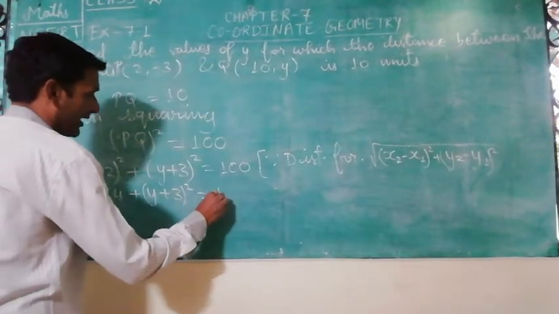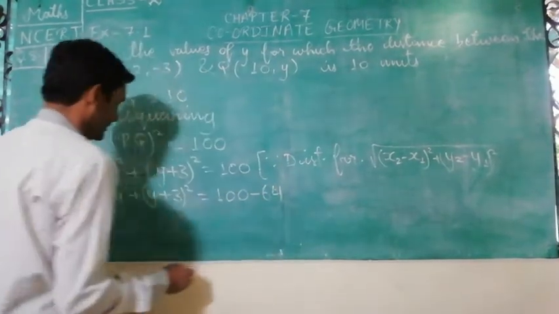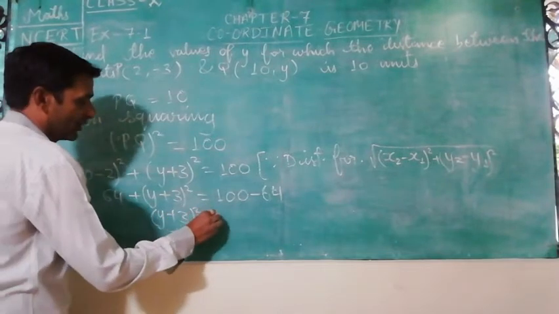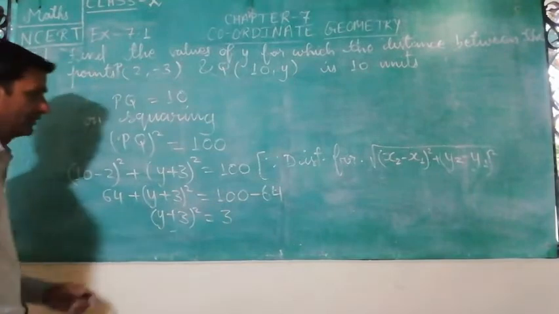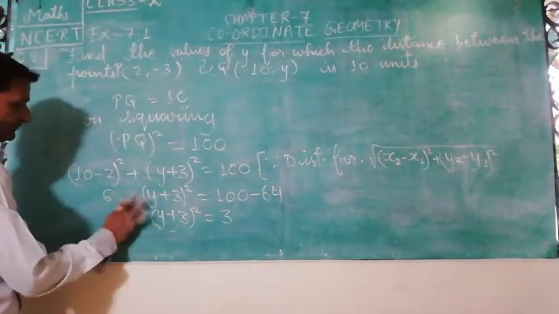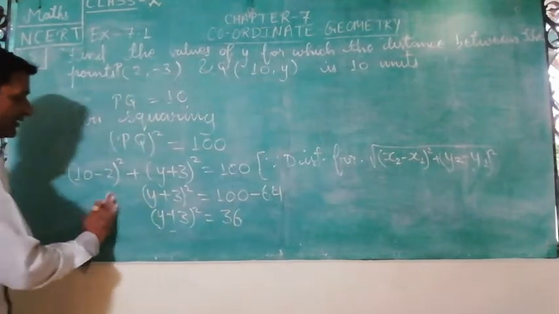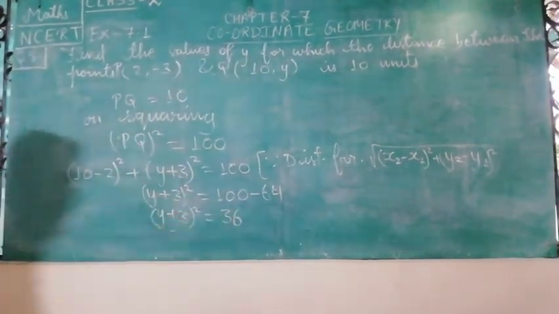is equal to what? 100 minus 64. So 100 minus 64 is what? 36. So (y plus 3) whole square is equal to, sorry, 64 we have transposed here, is equal to 36. 64 we have transposed from LHS to RHS, that's why we have written here minus 64.